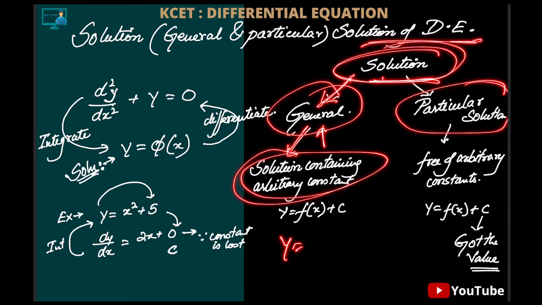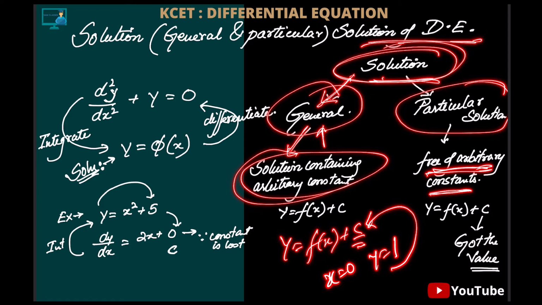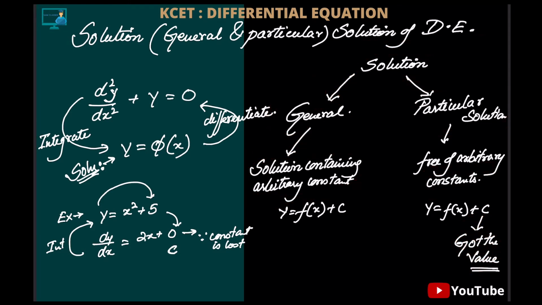Like I have an equation y is equal to f(x) plus c. I have no idea what this c is. Now, the moment we have an idea of c, like somebody told me at x equal to 0, y value is 1. So by putting this value, I got c is equal to 5. I substituted here. Now I got y is equal to f(x) plus 5. So now this became a particular solution. That's it. Nothing more than that.